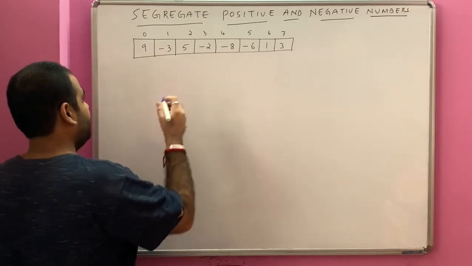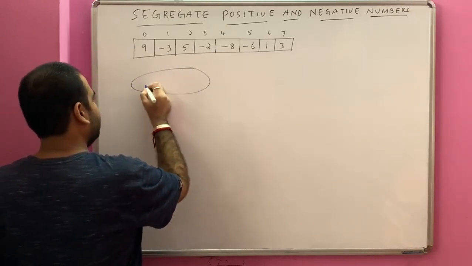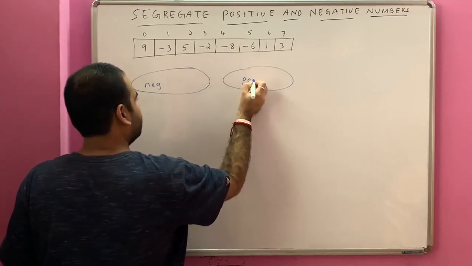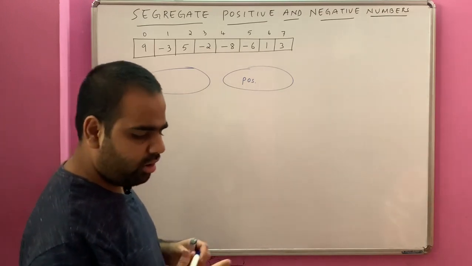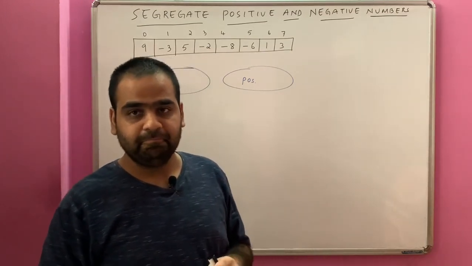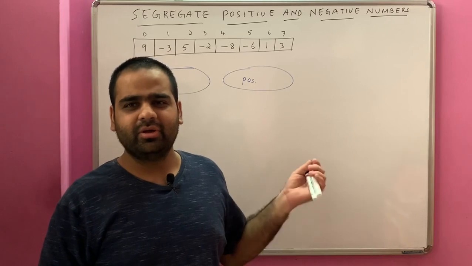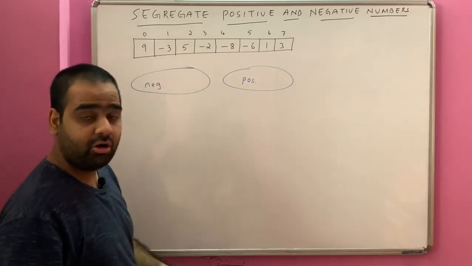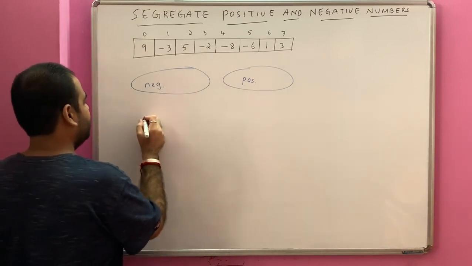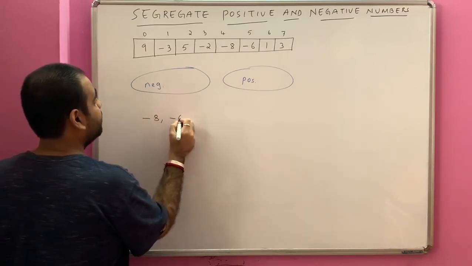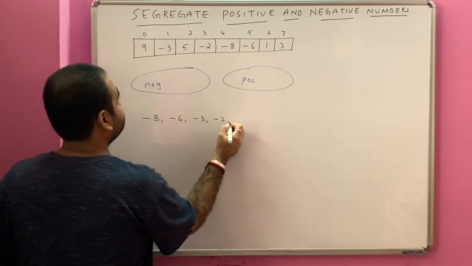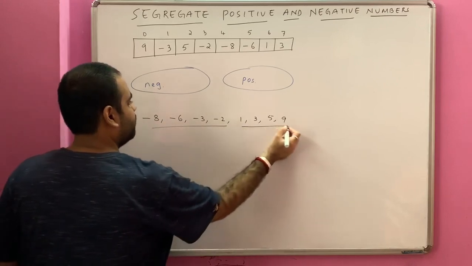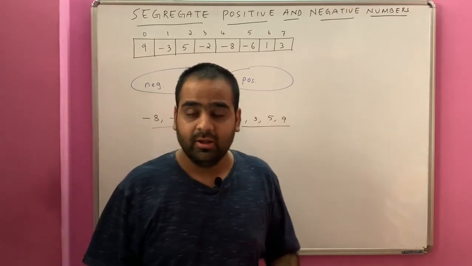That means on the LHS we need all the negative numbers, and on the RHS we need all the positive numbers. Okay, the order as of now is not important to me. Now you might say, sir, what is the big deal in it? Sort the array in ascending order. Now what will happen? -8, -6, -3, -2, 1, 3, 5, 9. All negative numbers are over here and all positive numbers are over here. Segregated.